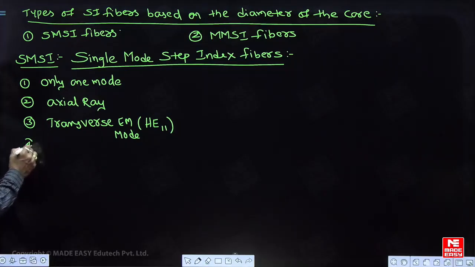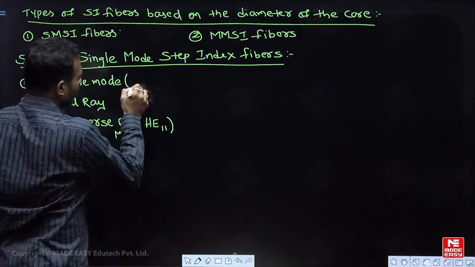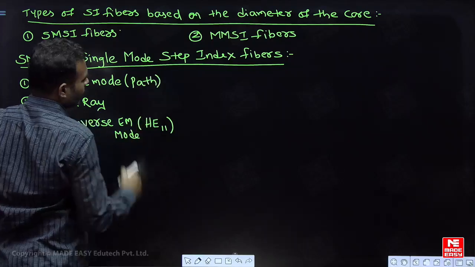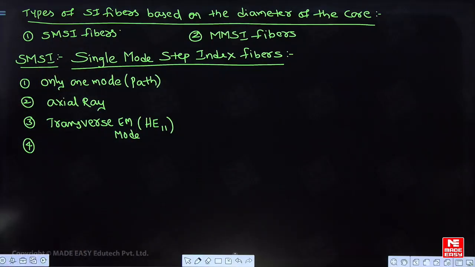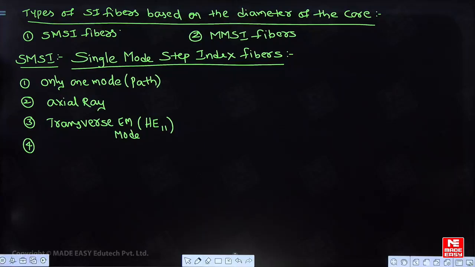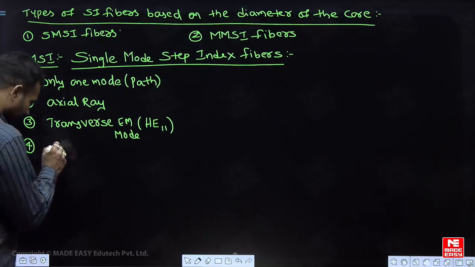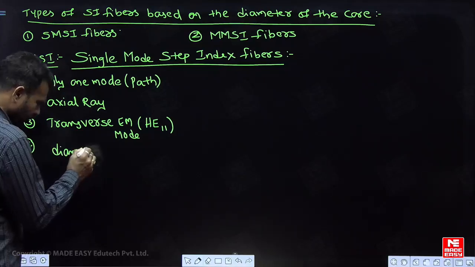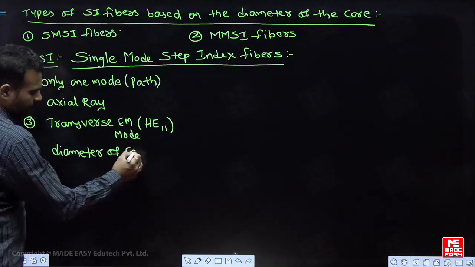Please observe point number 4. Don't worry, I will explain all these things in our notes clearly. What is the meaning of mode? Only one mode means only one path. All the light will take only one path. Strictly speaking, mode means path. We will study this in EMTL also. The mode itself indicates a path. One path it is taking, so it is called a transverse electromagnetic mode, typically the HE11 mode. The next important point I want to tell you is that the diameter of the core is very small.